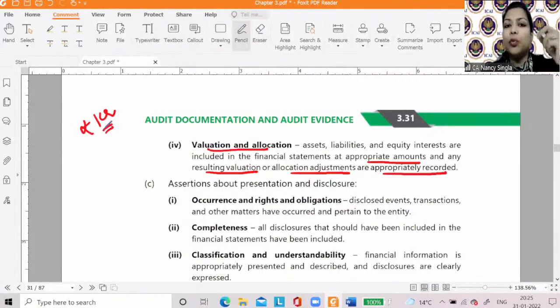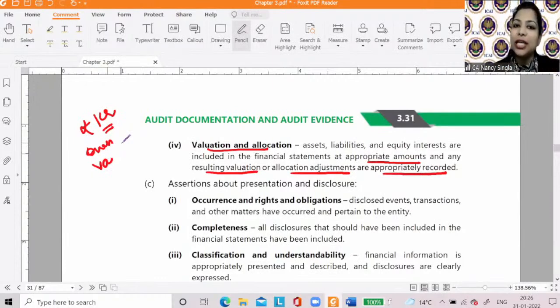I may go for what? Inspection. Inspection is what? Physical examination of the asset. Okay, I have to check ownership. I may inspect the title deed, right? I need to check the valuation. I may see the depreciation calculation. I may recalculate. Okay. So these assertions which have been given by management, we are going to check these assertions only, and based on our checking, we are going to give an opinion.